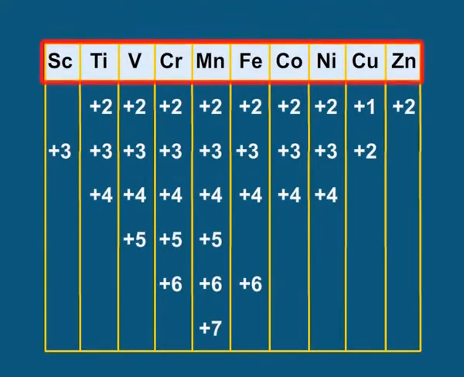Oxidation states of the first row transition metals are shown here. In spite of all these things, a common oxidation state is seen in the first transition series of d block elements. The most common oxidation state of elements of the first transition series is +2.